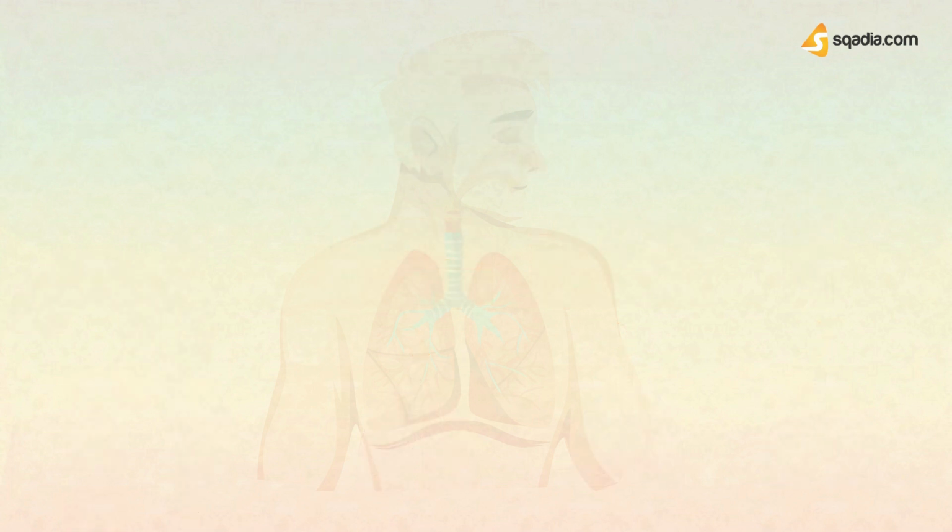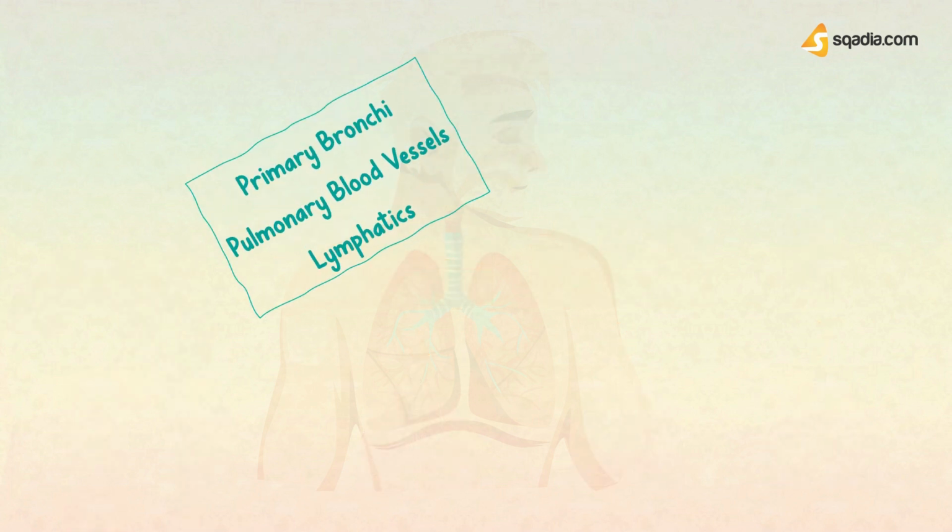Now, the primary bronchi, pulmonary blood vessels, and lymphatics all enter each lung through one door, an opening on the lung's medial surface called the hilum.